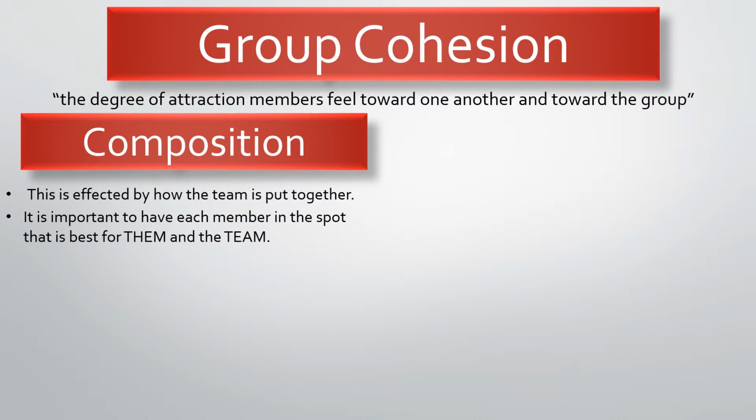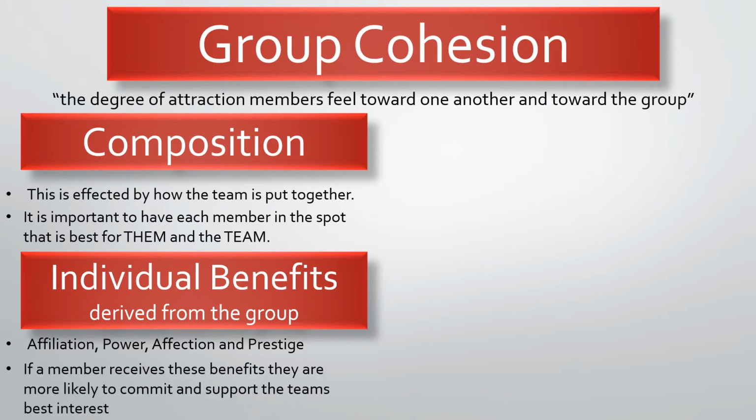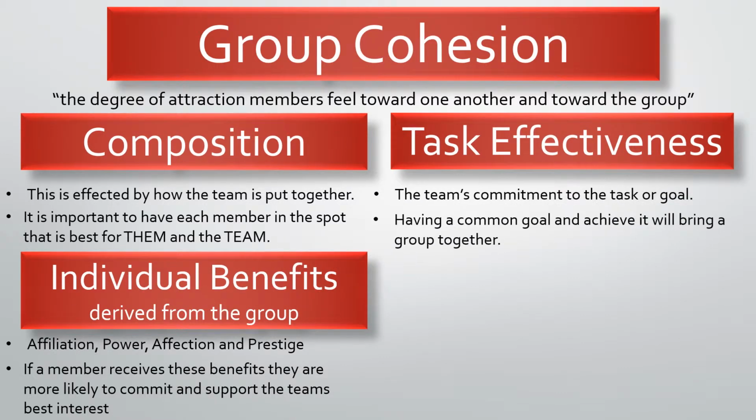Group cohesion is also impacted by individual benefits derived from the group. It can be benefits of affiliation, power, affection, and prestige. If a member feels they receive these individual benefits, they are more likely to commit and support the team in their best interest. Task effectiveness also plays a role in group cohesion. This is the team's commitment to the task or goal. Having a common goal and achieving it will bring a group together.